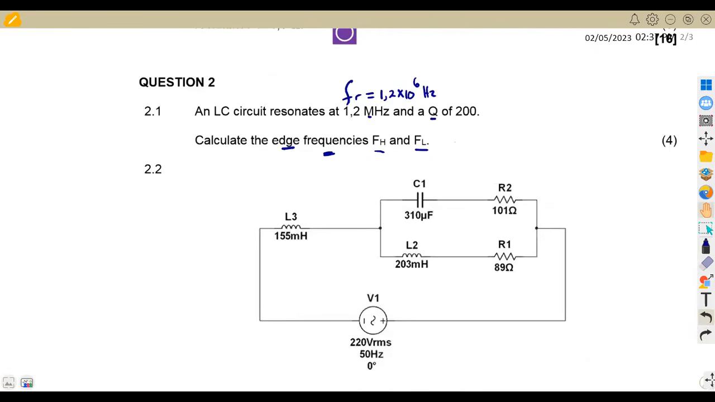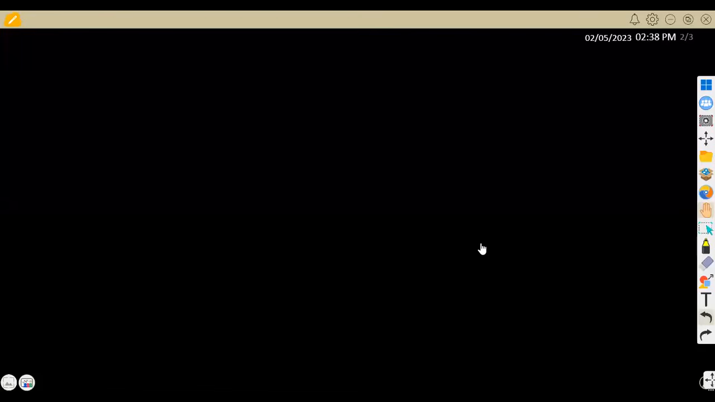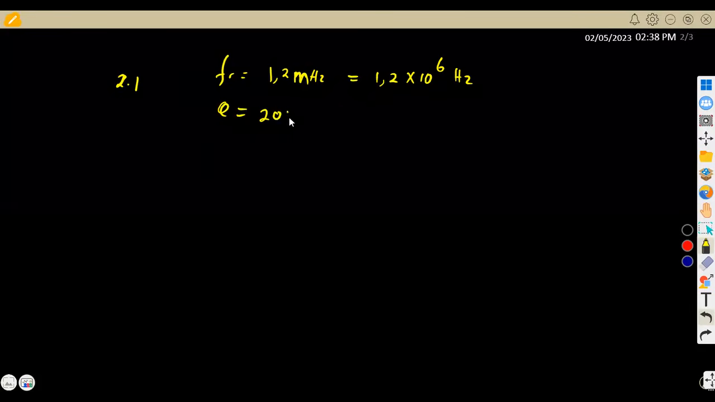Okay, so just a few seconds, guys. All right, so let's just have this background here. I think it's best for us to have this background. So take note in this case, this is question 2.1. We are given that we have got a resonant frequency of 1,2 megahertz, which I said is the same as 1,2 times 10 to the exponent of 6. Okay, and we are given the quality factor, which is Q of 200. Okay, that is the Q factor.